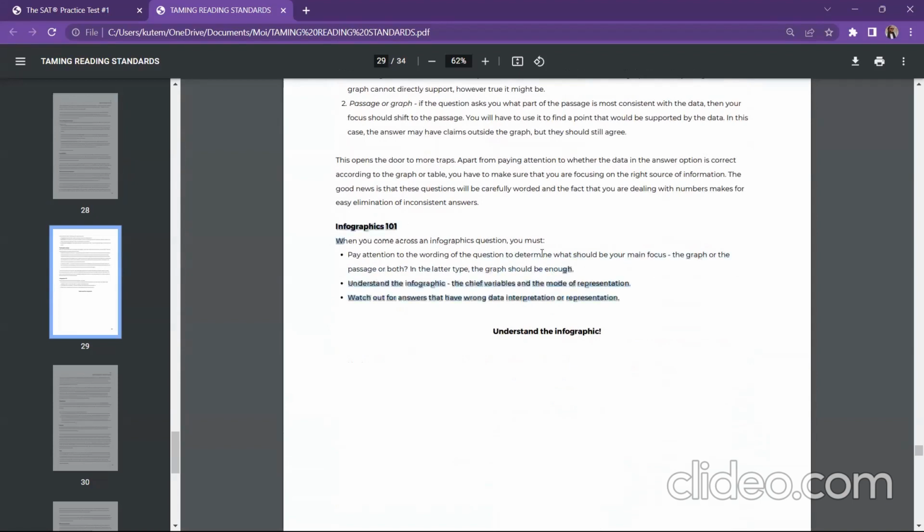So whenever you come across an infographic question, pay attention to the wording of the question. I already said that, but it will tell you what to lean on the most, either the infographic alone or both the infographic and the passage. And then make sure you understand the infographic. Like I said, there are going to be different variables, different headings and things like that. So just make sure that you know what it's showing, in short. That won't take you a long time because that's not what's being tested.